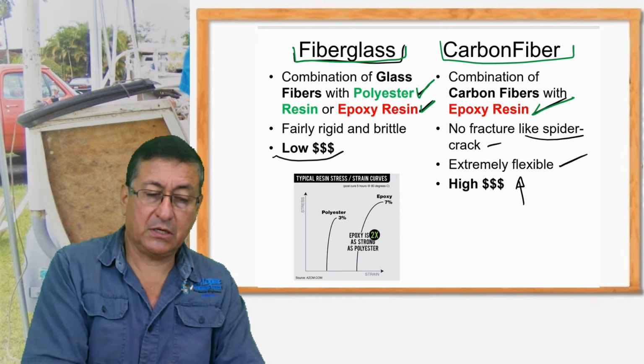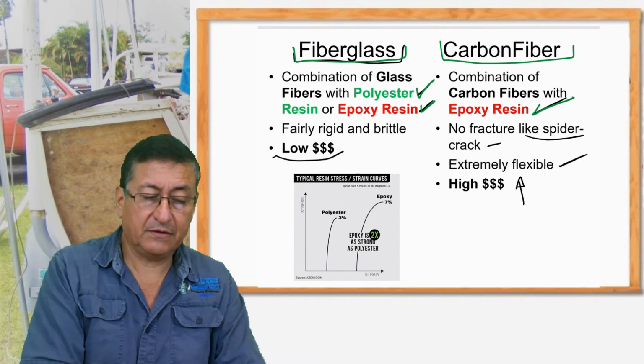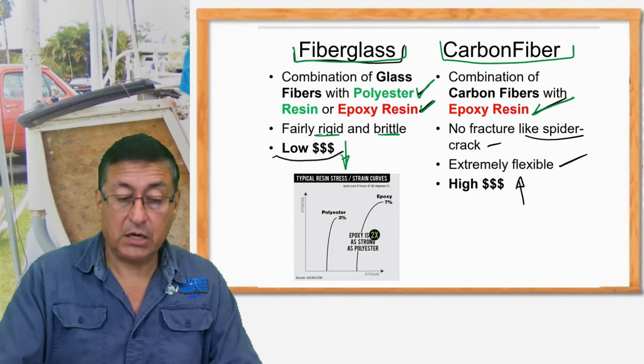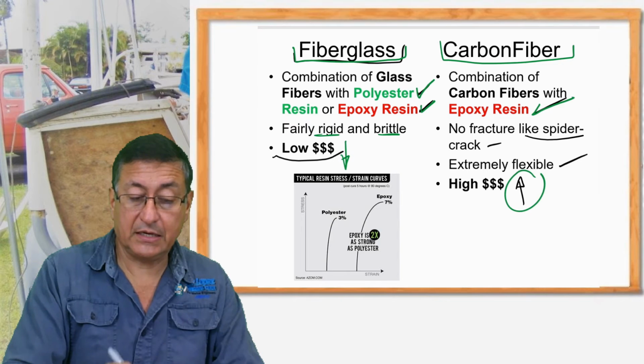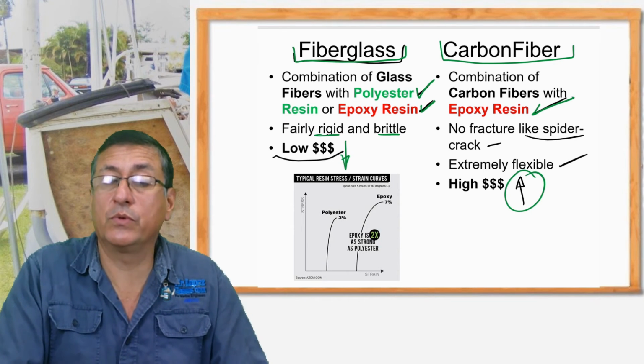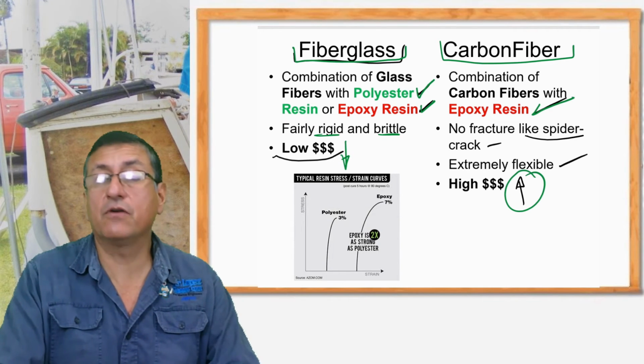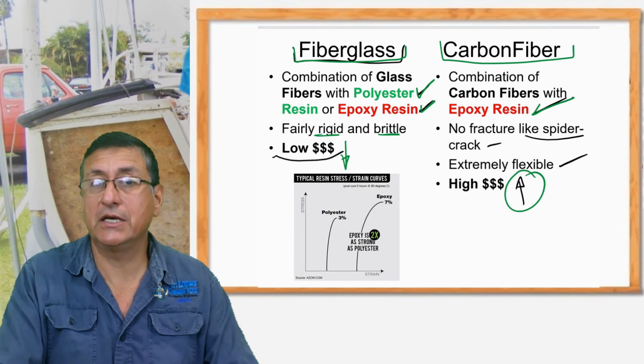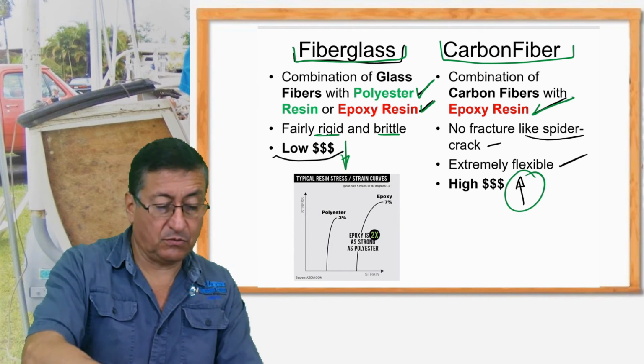What is the inconvenience of fiberglass? It is too rigid, it is brittle, and the cost is low. In comparison with fiberglass, the problem with carbon fiber, the inconvenience, is the high cost. It's too expensive. It is one of the inconveniences.